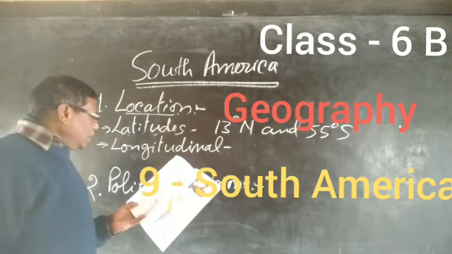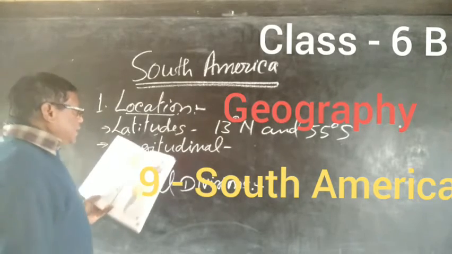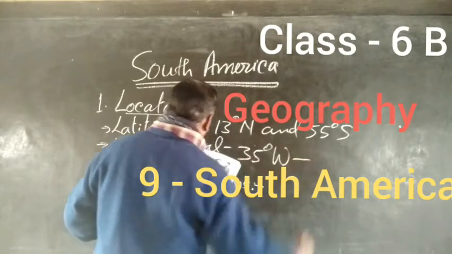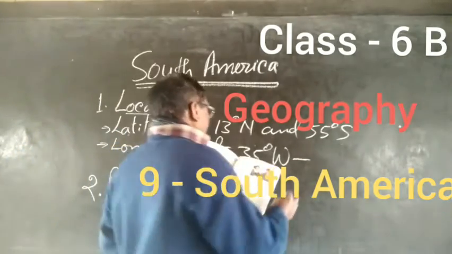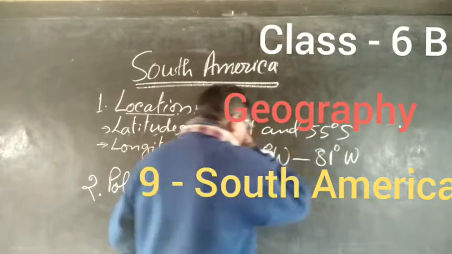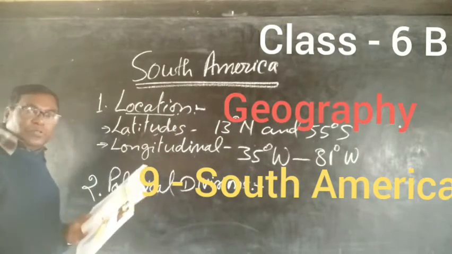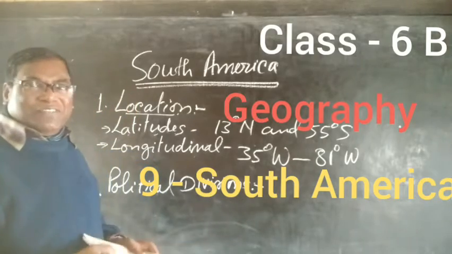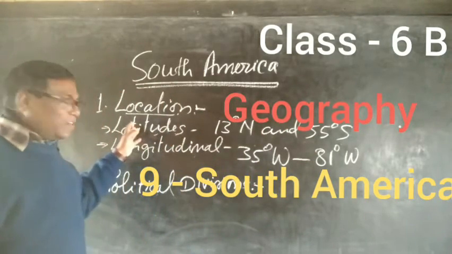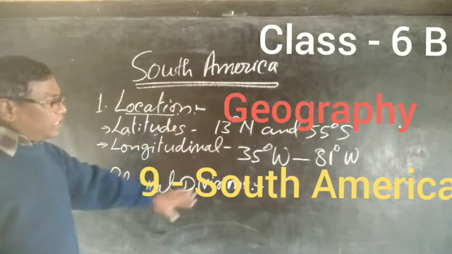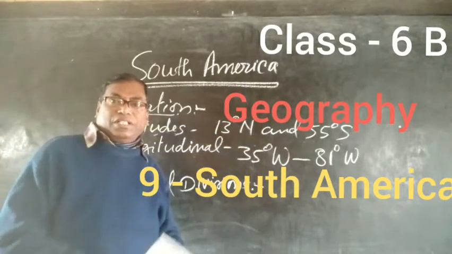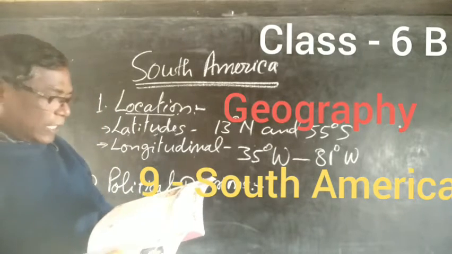What is the longitudinal extent? The longitudinal extent of South America is 35 degrees west to 81 degrees west. It is not in the eastern hemisphere, it is all in the western hemisphere. Hope you know that there are four hemispheres: northern, southern, eastern and western. So South America lies completely in the western hemisphere. That is about the whole location of the continent of South America.